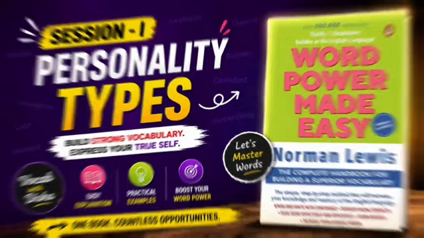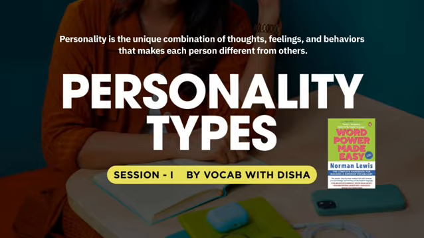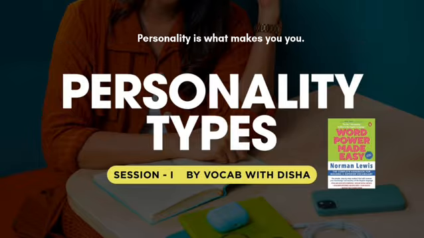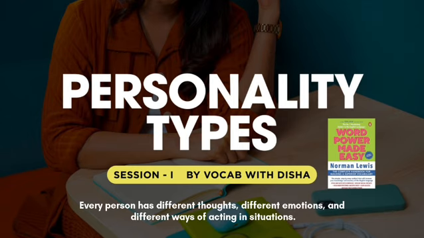Before we learn about different personality types, let's first understand what personality means. Personality is a unique combination of thoughts, feelings, and behaviors that makes each person different from others. Personality is what makes you you. It is the unique way you think, feel, and behave. Every person has different thoughts, different emotions, and different ways of acting in situations. That's why no two people are exactly the same.